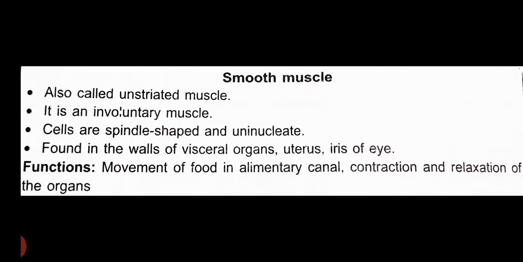They are found in the walls of hollow organs, uterus, iris of eyes. Its main function is the movement of food in the alimentary canal, contraction and relaxation of different types of organs. And just because they are involuntary, we can't control the contraction and relaxation in our alimentary canal and different types of organs.